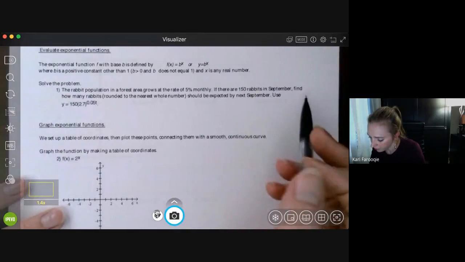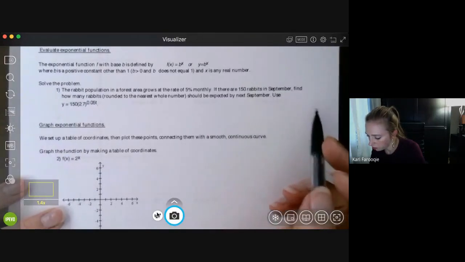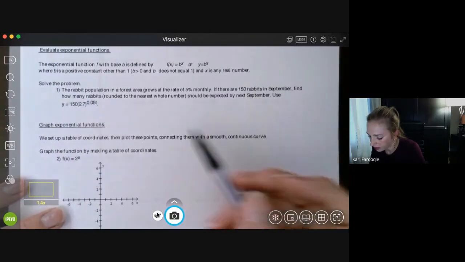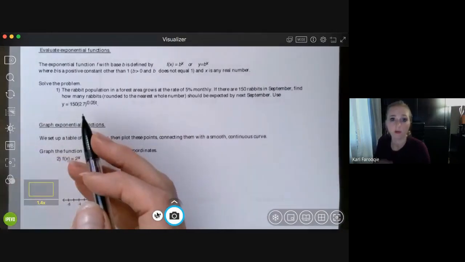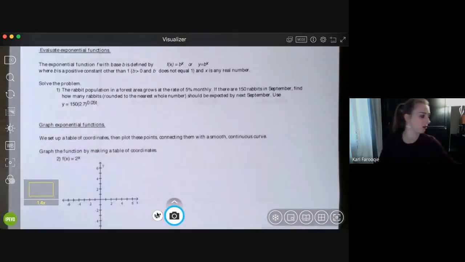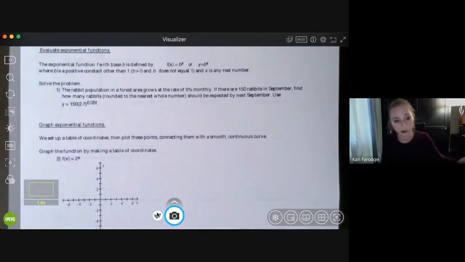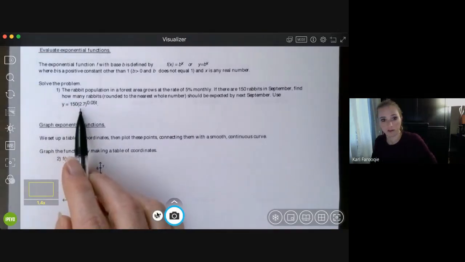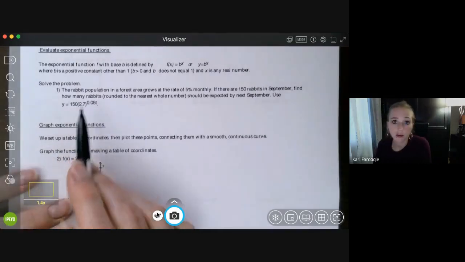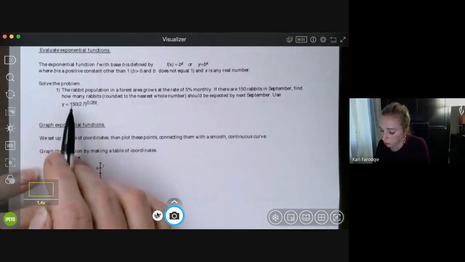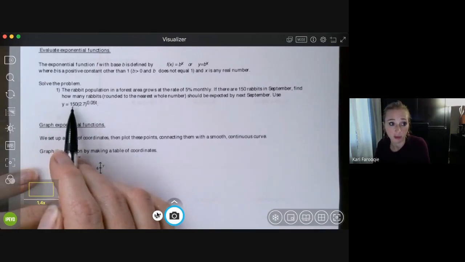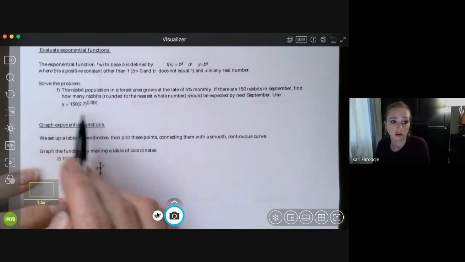All right, so let's see. Find how many rabbits rounded to the nearest whole number should be expected by the next September. So we're going to take our function, and I want to remind you here, because we're going to be using our calculators quite a bit, these are the types of functions you're going to need your calculator to evaluate. The value that's being taken to the exponent is not 150 times 2.7. We're going to have to use order of operations here. You're taking 150 and multiplying it by 2.7 to this exponent. The exponent has to get applied first.